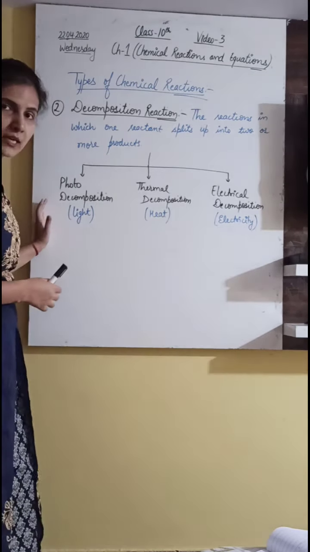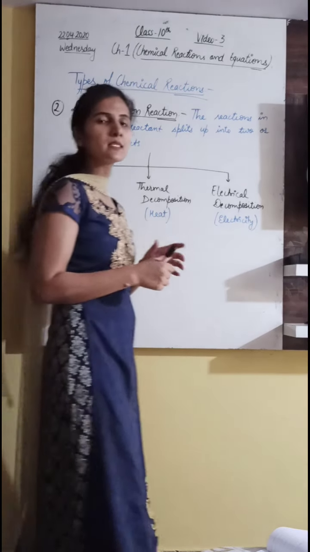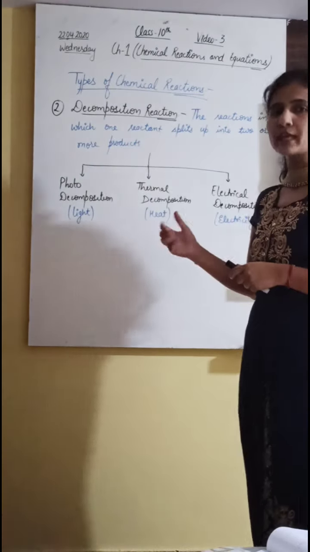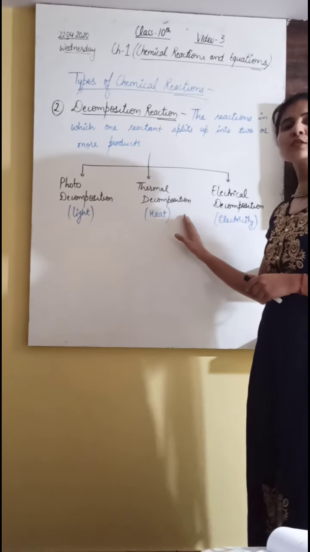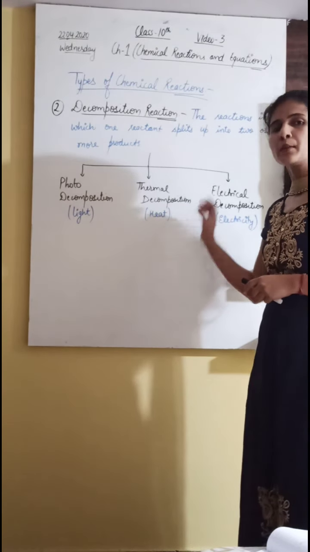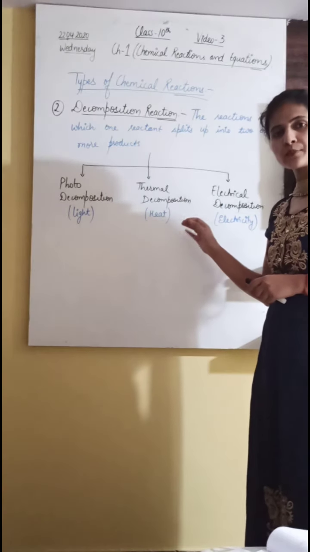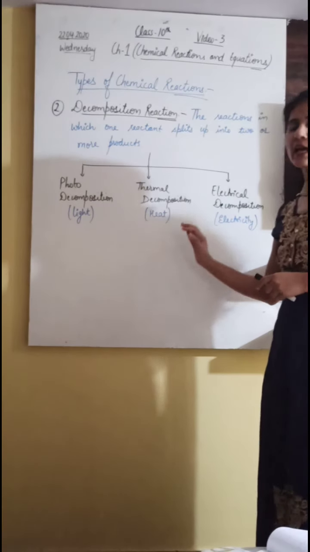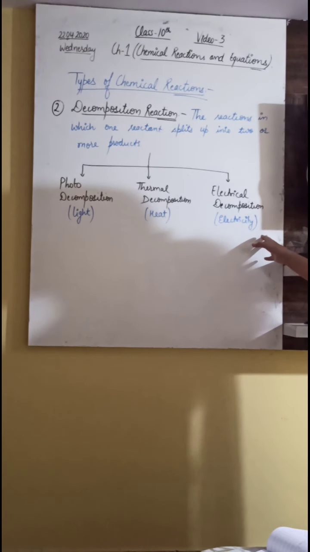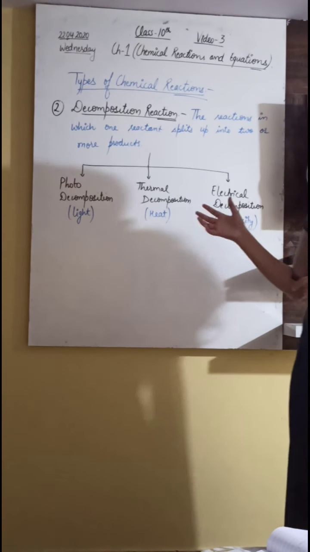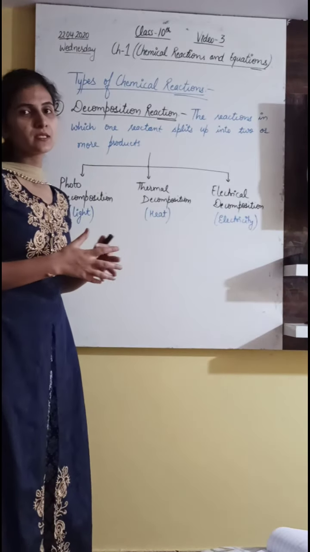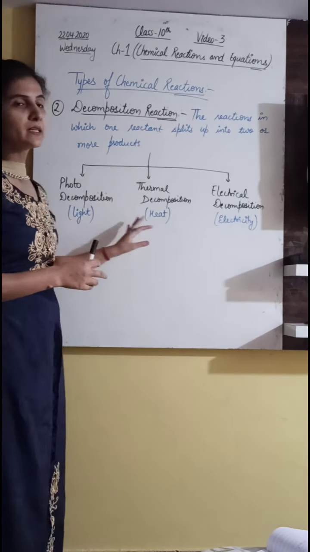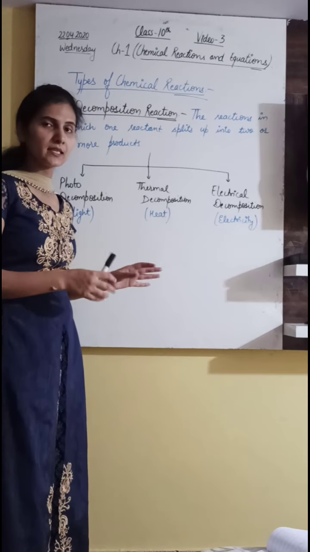One is photodecomposition. Photodecomposition means breakdown of the reactant molecule takes place in the presence of light. Next one is the thermal decomposition. Thermal decomposition means breakdown of the reactant molecule takes place in the presence of heat. And the last one is the electrical decomposition, which means the breakdown of the reactant molecule takes place in the presence of electricity. So one by one we will discuss all these three reactions in detail.